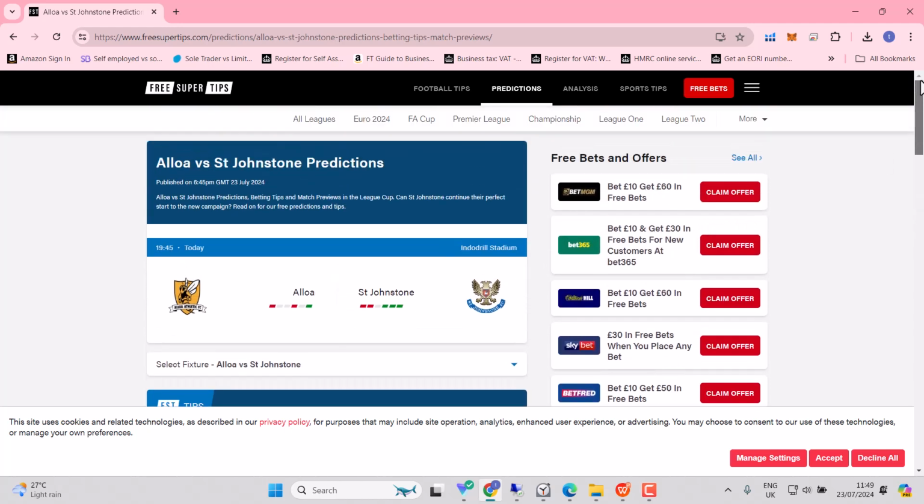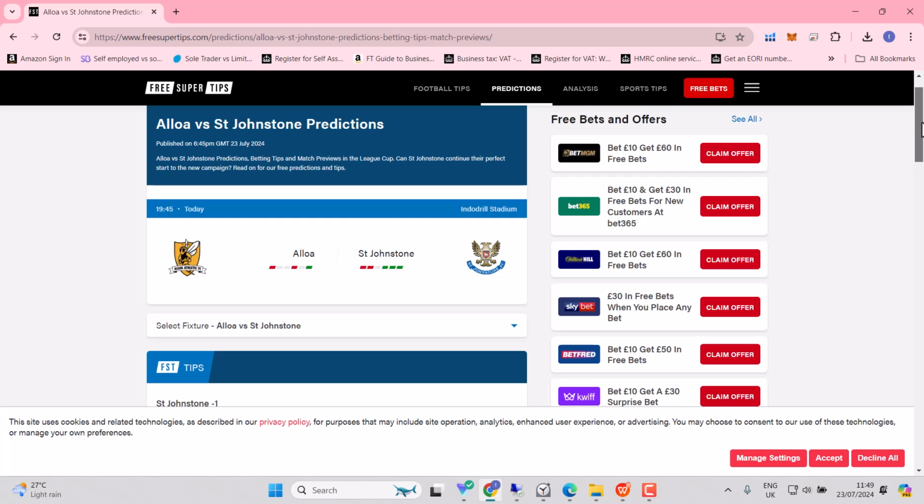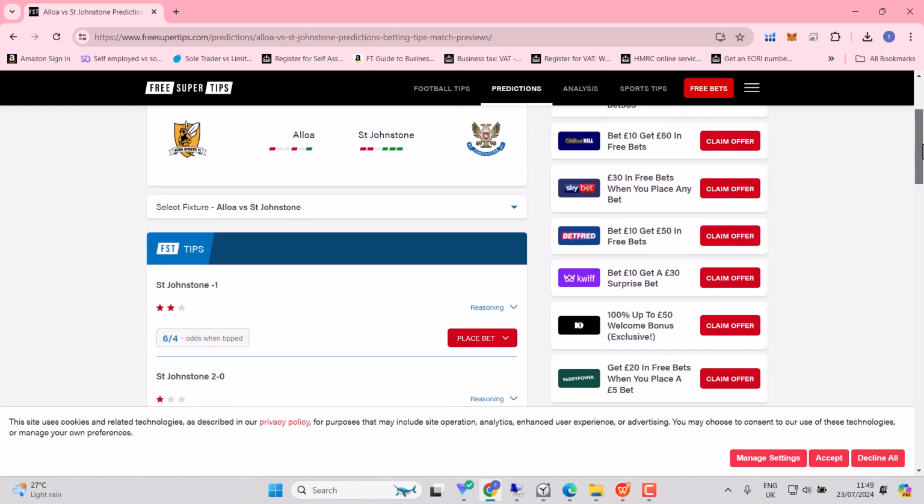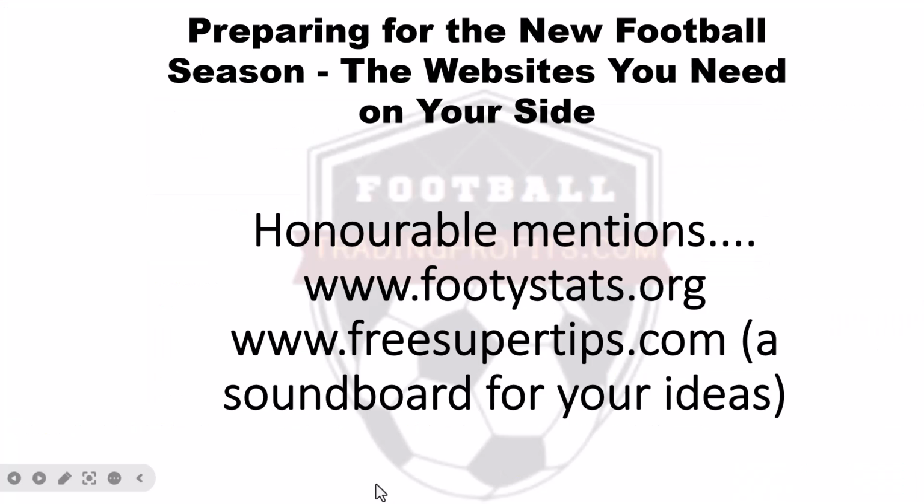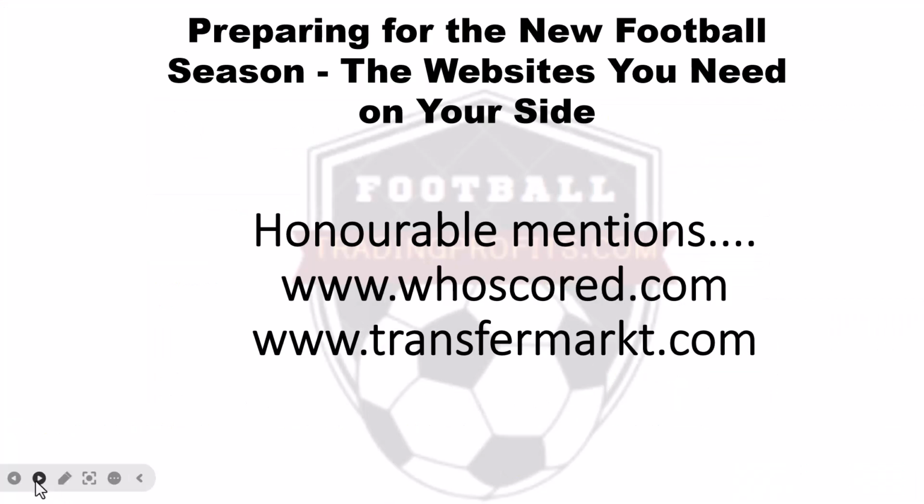It researches a huge amount of football. So give it a good go. I personally don't use this website myself too often. But if you want a sounding board, as I say, if you want research to be done for you for free, off you go. You had a little preview of the next slide. Honourable mentions again, whoscored.com and transfermarkt.com. Let's have a look at these two websites.